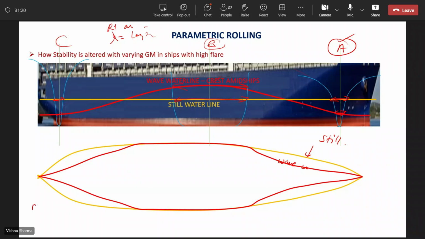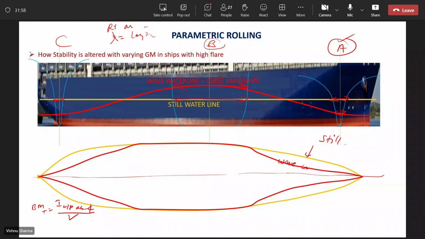And guys, what is BMT? BMT is I of the water plane about center line divided by volume of buoyancy. So if I draw the center line here, which BM will be greater for the red water plane or yellow water plane? Tell me. Yellow. So that means my BM in the wave condition is reduced. If my BM in the wave condition is reduced, my KM is reduced. If my KM is reduced, my GM is reduced.